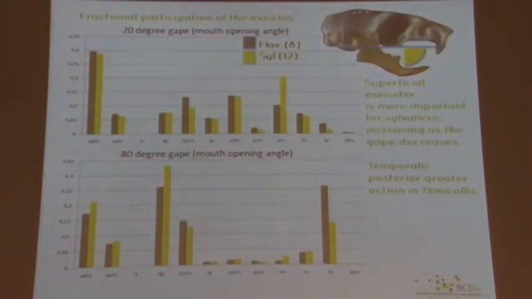So looking at the fractional participation of the muscles, they seem to reflect what we saw in the muscle mass differences. At the lower gape, where the 2 species have the same performance, the superior masseter is acting much more in Sylvaticus. So we can see that they're using muscles in different ways, even though they have the same performance in terms of bite force. At the larger gape, which has different performance in the 2 species, there is greater action of the temporalis posterior in Flavicolis, which is not surprising since it was a larger muscle. So that is primarily what's causing them to be more optimized at a larger gape.